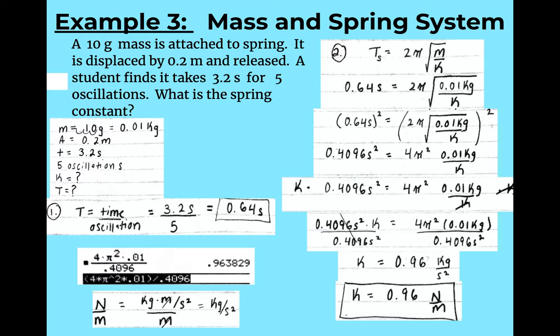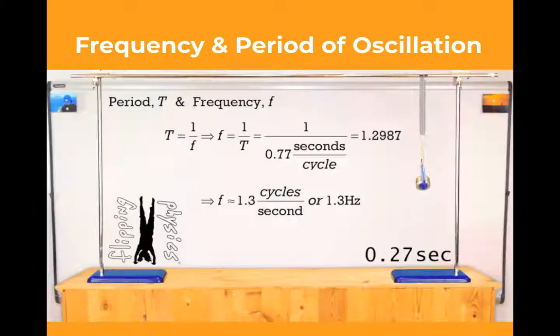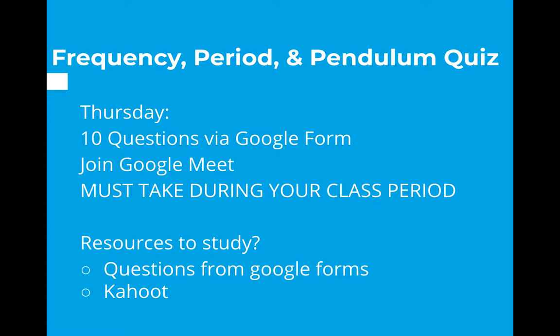Before you get to the Google Form, in which you're going to try one more of these, let's talk about the quiz on Thursday. On Thursday, you're going to have a quiz. It's going to be about 10 questions via Google Form. The quiz is on finding frequency and period, so an introduction to vibrations. Given the period, find the frequency. Given the frequency, find the period. Given the number of oscillations, find the period and the frequency.